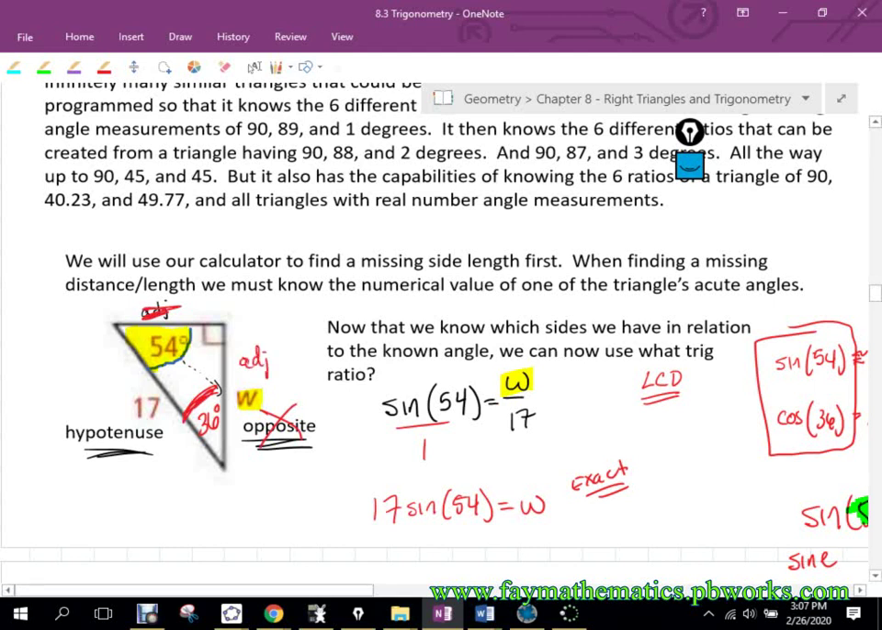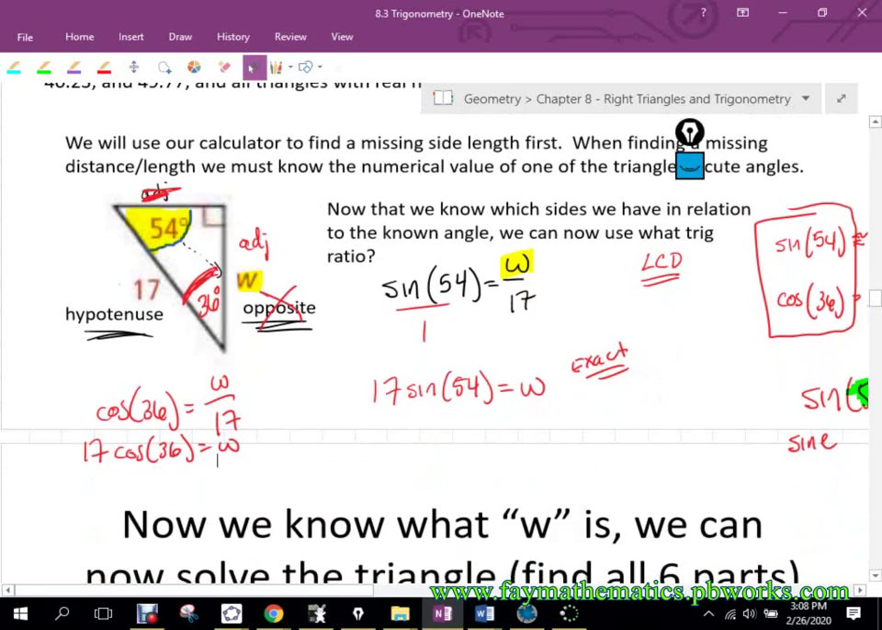Won't 36 be the adjacent side? 17 be the hypotenuse? So now if I say cosine of 36 is equal to W over 17, I'll get 17 cosine 36 equals W.